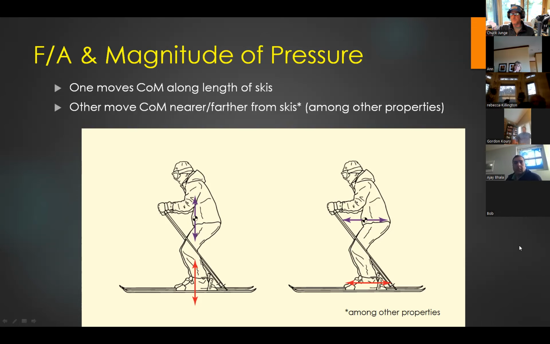And then, of course, fore-aft pressure is moving the center of mass in relation to the base of support in a more longitudinal relationship along the length of the ski. Where the other one is we're moving the center of mass away from the skis.